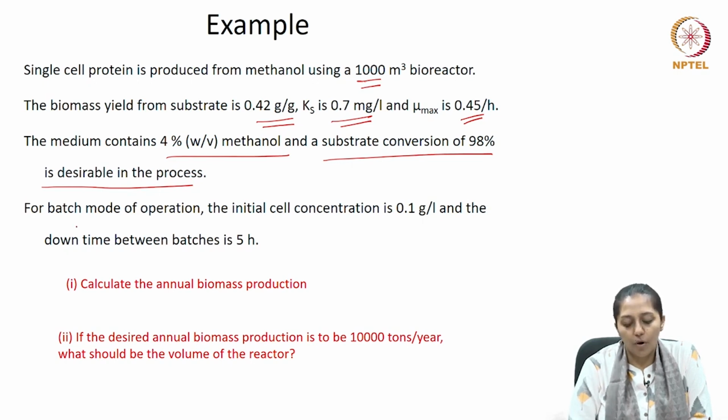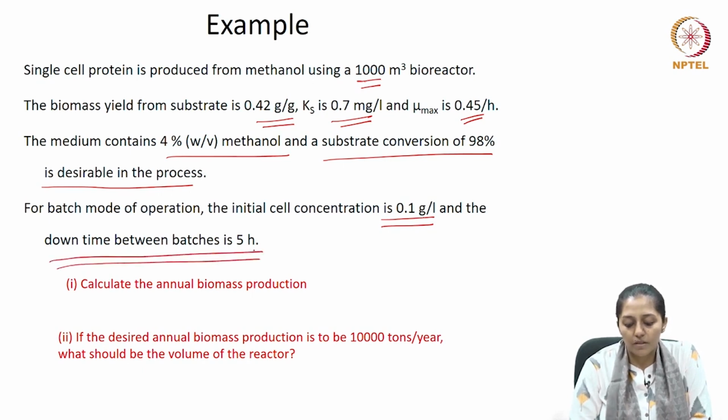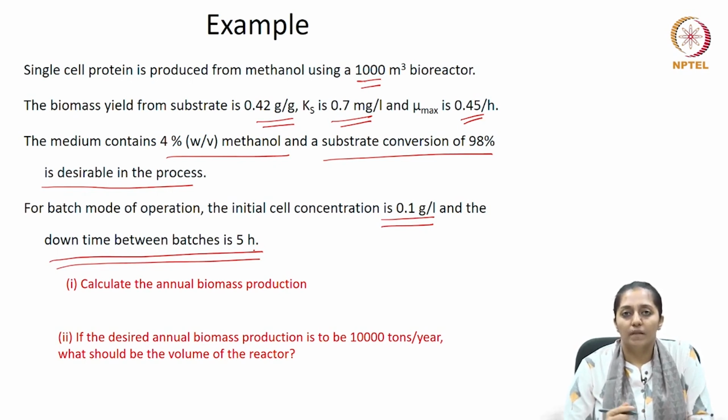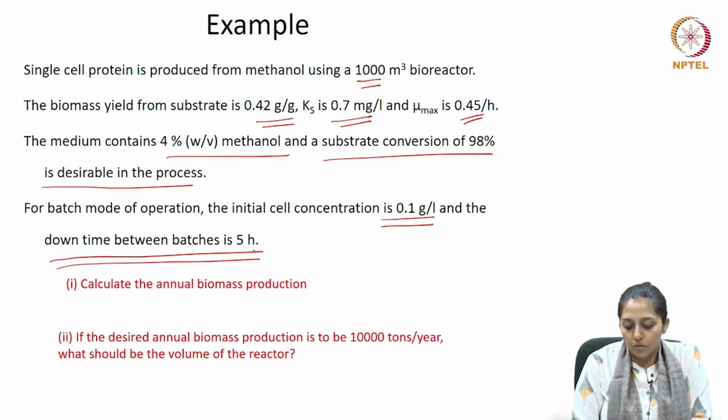Now for batch mode of operation, the initial cell concentration is 0.1 grams per liter. So this is given to us, and the downtime between the two successive batches is said to be 5 hours. So generally downtime means the time which is spent in harvesting, then re-preparing, sterilizing the reactor for the next run, cleaning, all that comes under the downtime till the next reactor run is ready to start. So what has been asked is, first, calculate the annual biomass production.